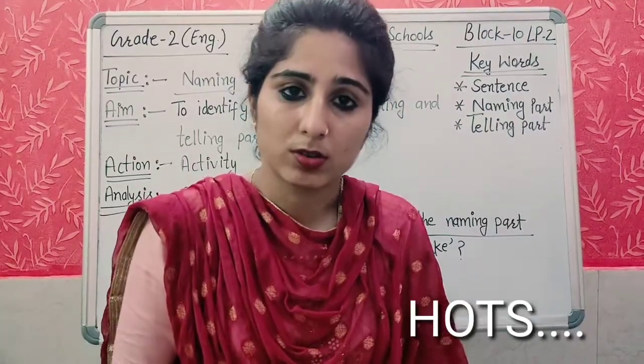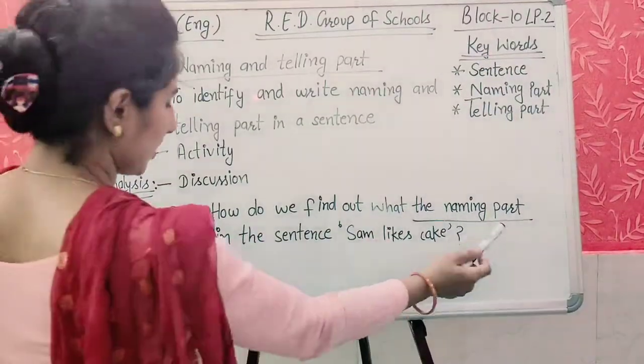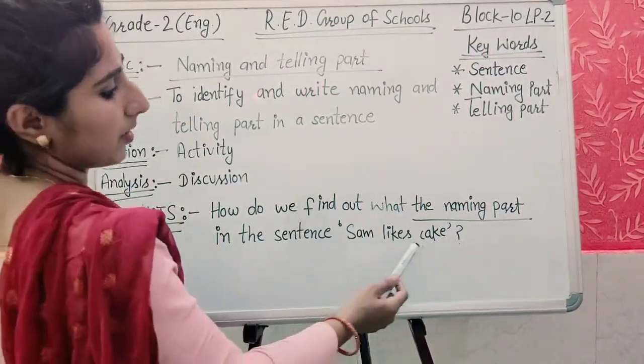Now it is time for HOTS. My question is, how do we find out the naming part in the sentence Sam likes cake?